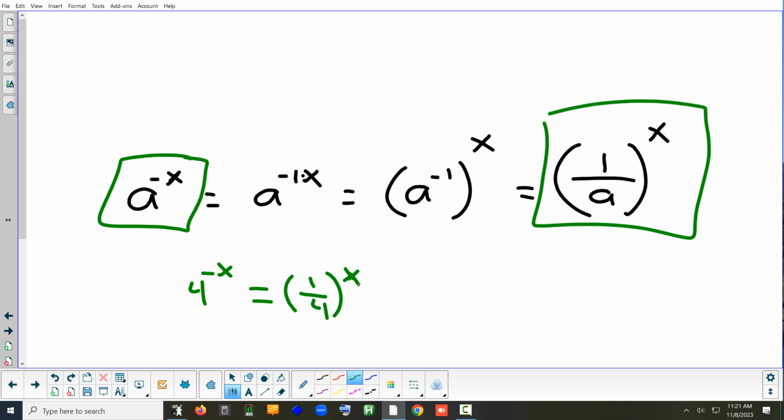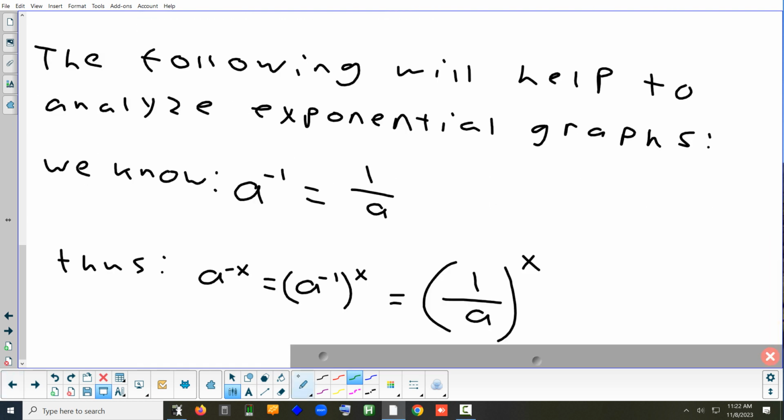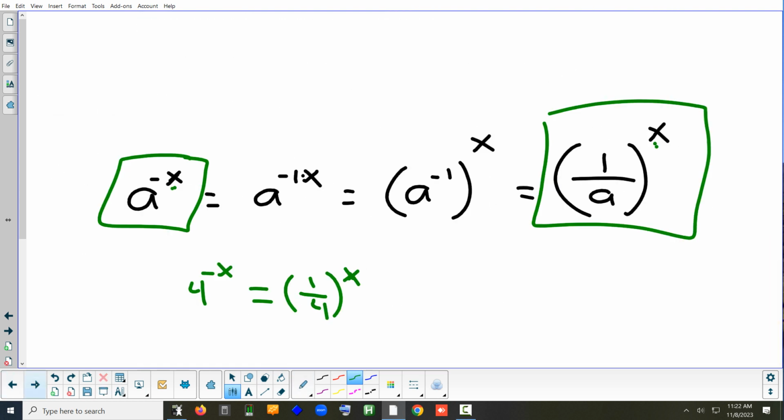The real reason for that is going to be because of exponential growth and decay. We want to make it easy to figure out if something is growth or decay. And the easy way to do it is to look at the base and determine if it's bigger than a number or smaller than a number. But it has to be a positive letter right there. You can't have a negative letter to make that trick I'm going to show you work. Okay, so we did all that.